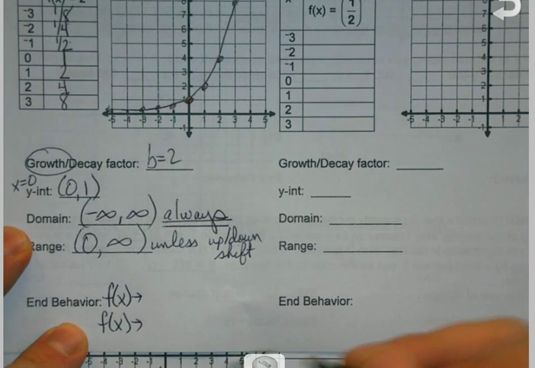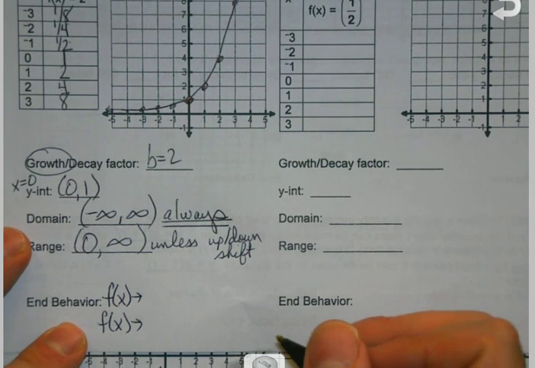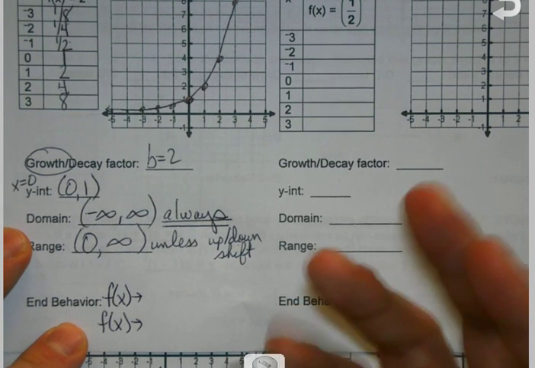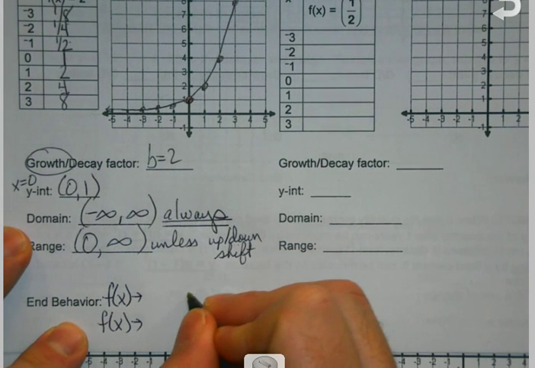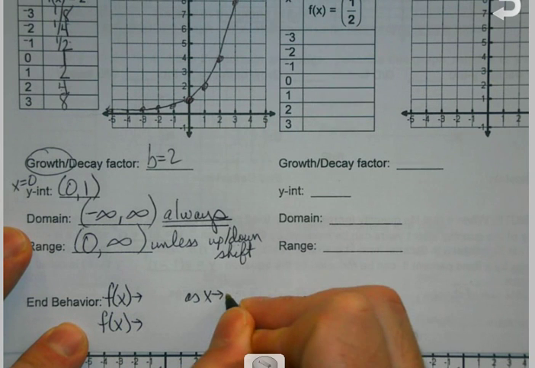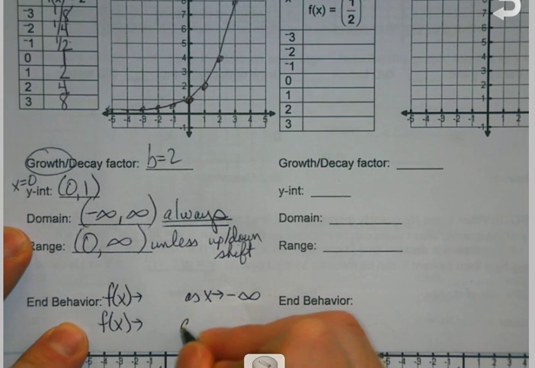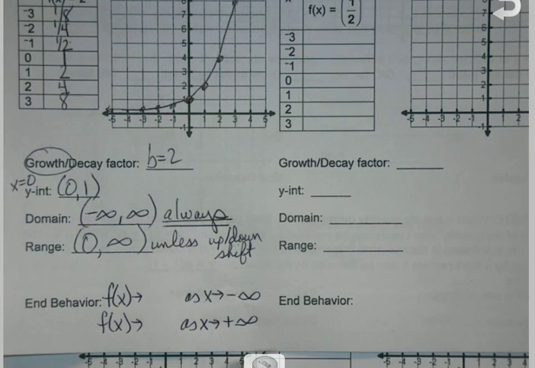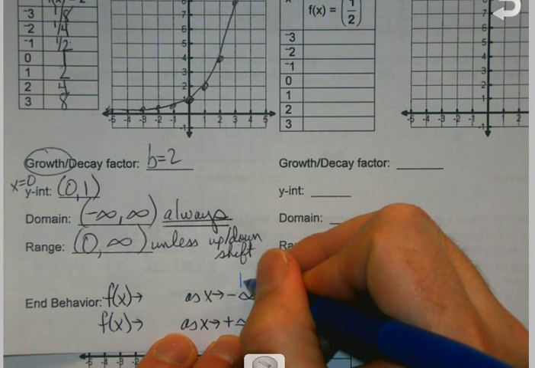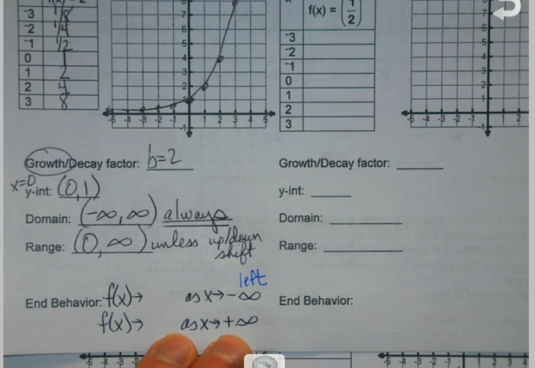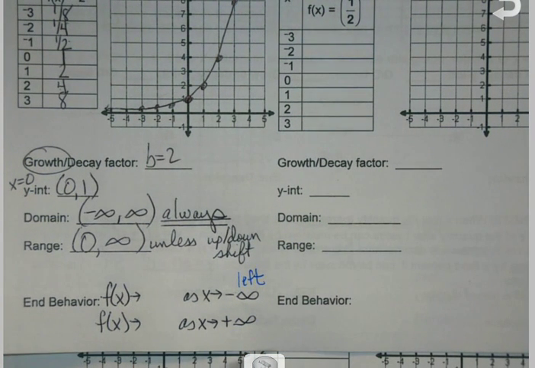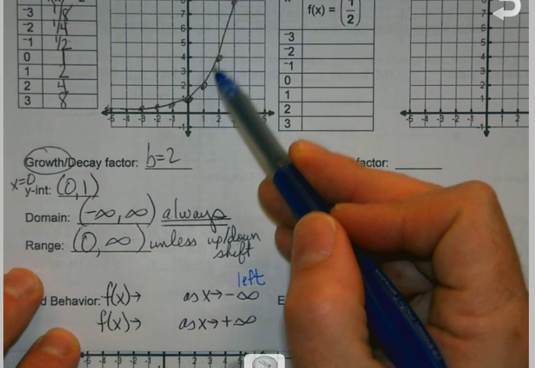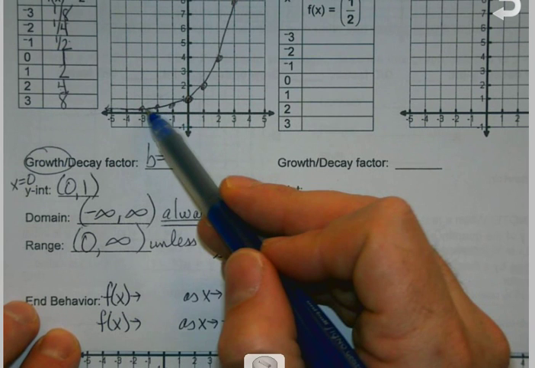End behavior, there's always going to be 2 parts. That's why I'm writing this f of x, which stands for y, but we're talking in function notation. And we always want to see what's happening to the graph as x heads to the left or to the right. So again, negative infinity occurs as x is going to the left. So basically what I'm asking is, as x goes to the left, what value is y approaching?